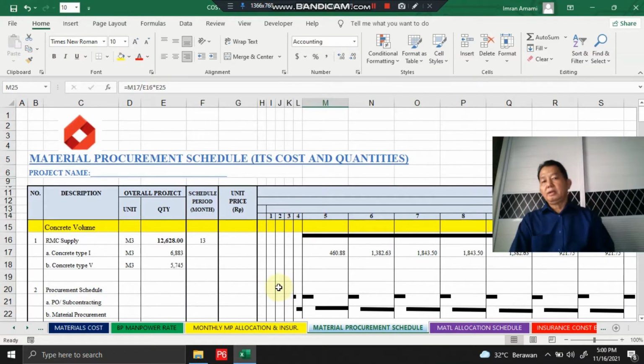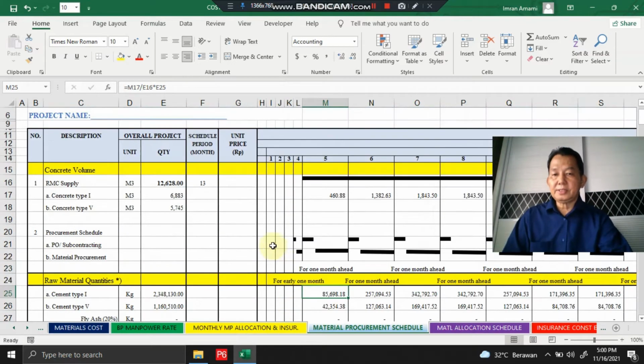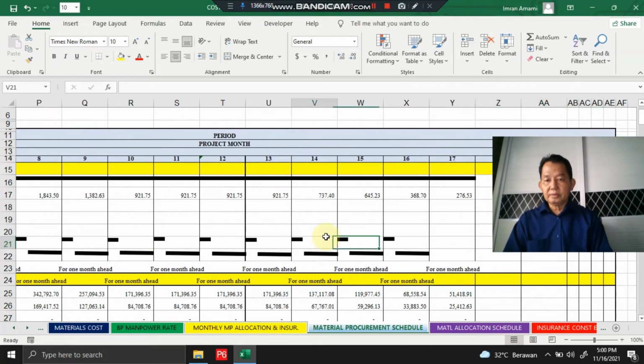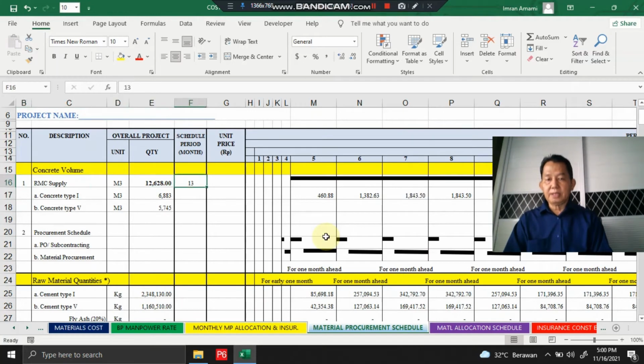And then we devise the material procurement schedule, its cost and quantities. Yes, this is the material procurement composed 1 month ahead or 1 month earlier than the monthly concrete demand schedule. Yes, okay, here this is the monthly concrete demand schedule. Yes, then this is a VO or subcontracting. This is material procurement.